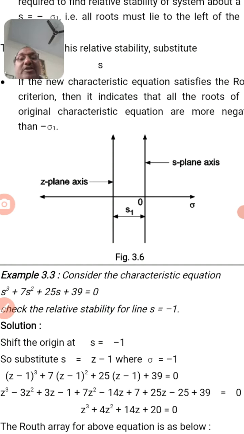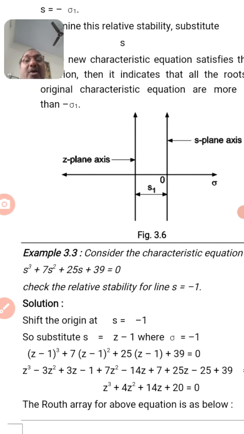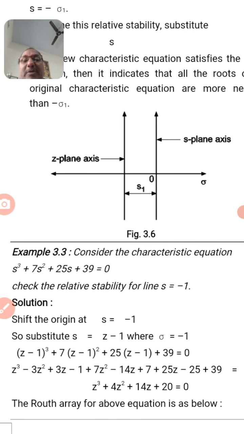So at the 0th position it is transferred to S is equal to minus 1 according to this equation in example 3.3. If S is equal to minus 1, we will learn this relative stability with reference to example 3.3. Consider the characteristic equation s raised to 3 plus 7s square plus 25s plus 39 is equal to 0. Check the relative stability for the line s is equal to minus 1.